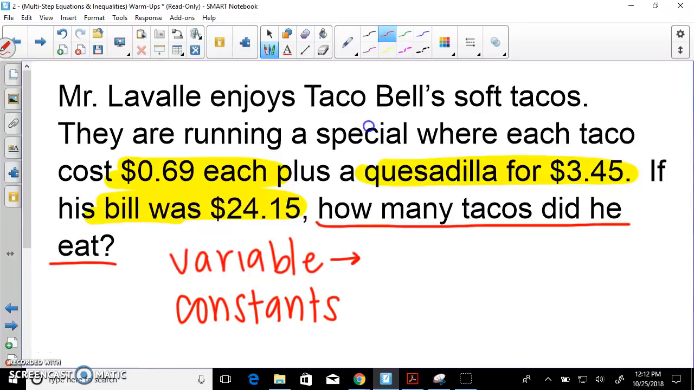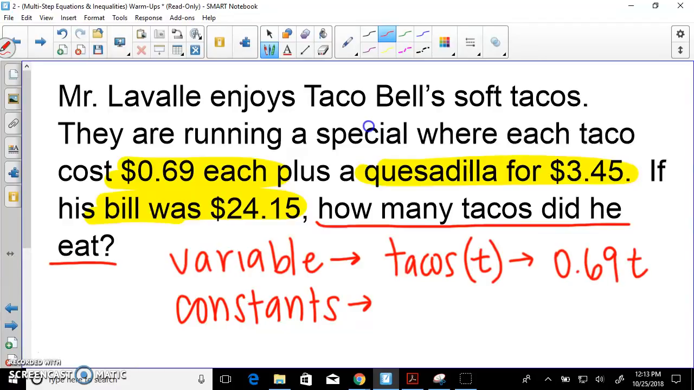Okay. So variable, what changes? Well, the thing that changes is the number of tacos, and that's actually what they're asking us to look for. So we're going to say T. And it's important that we put the cost of each taco with the variable. So that's 69 cents T, so 0.69 T.